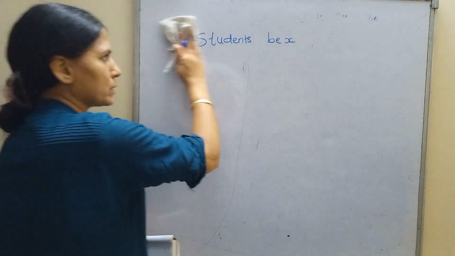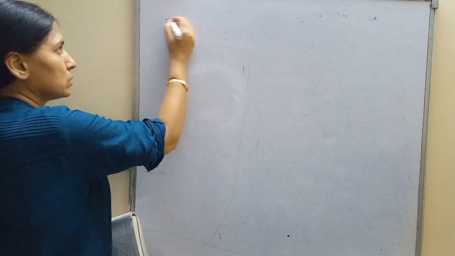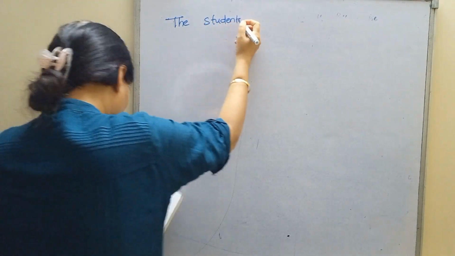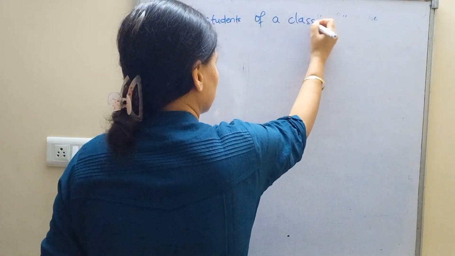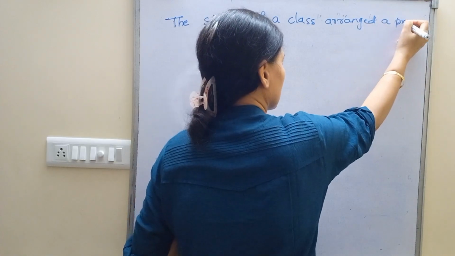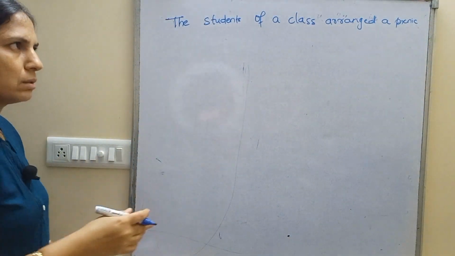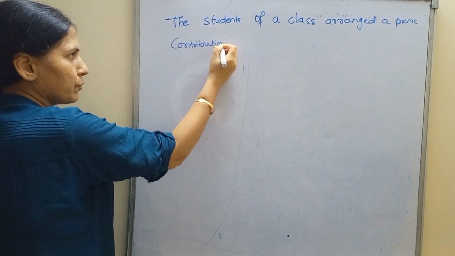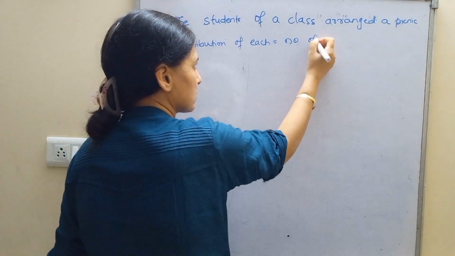Should I write the whole question so that it becomes easy? If it coincides with your textbook, it would be good. The students of a class arranged a picnic, and the contribution of each is equal to the number of students in the class.